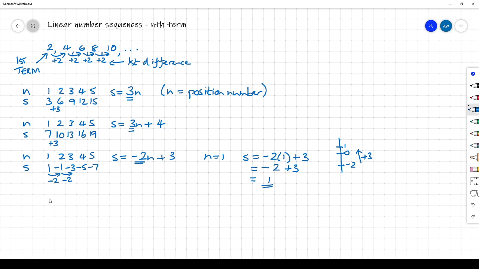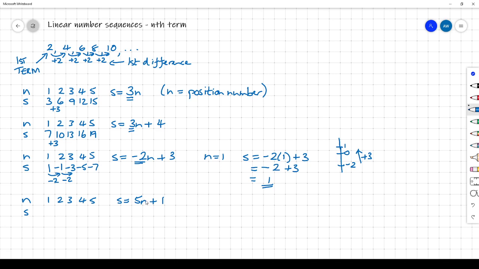Let's just check that out with another rule then. So if I said, let's test out our theory. So really what this is, the term to term rule is the number in front of n in this formula that I've been giving you to create a sequence. Let's have a look. So if I said create another sequence, let's say just do 5n this time, plus 1. So 5 times the position number, plus 1, and we'll get our first term in our sequence.